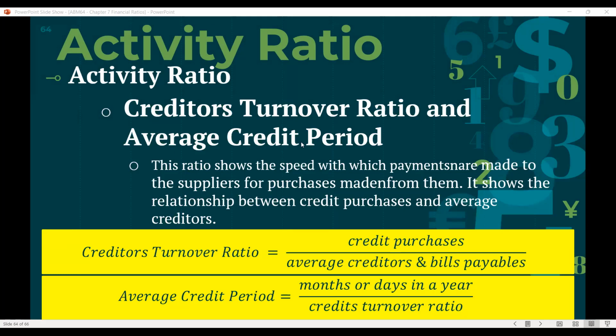Ganina kay debtors man to, katong nangutang sa ato. Creditors means nga kita natay utang. So this ratio shows the speed with which payments are made to the supplier for purchases made from them. It shows the relationship between credit purchases and average creditors. So, bali siya sa debtors turnover ratio. This one is creditors. We are the one nga natay utang.